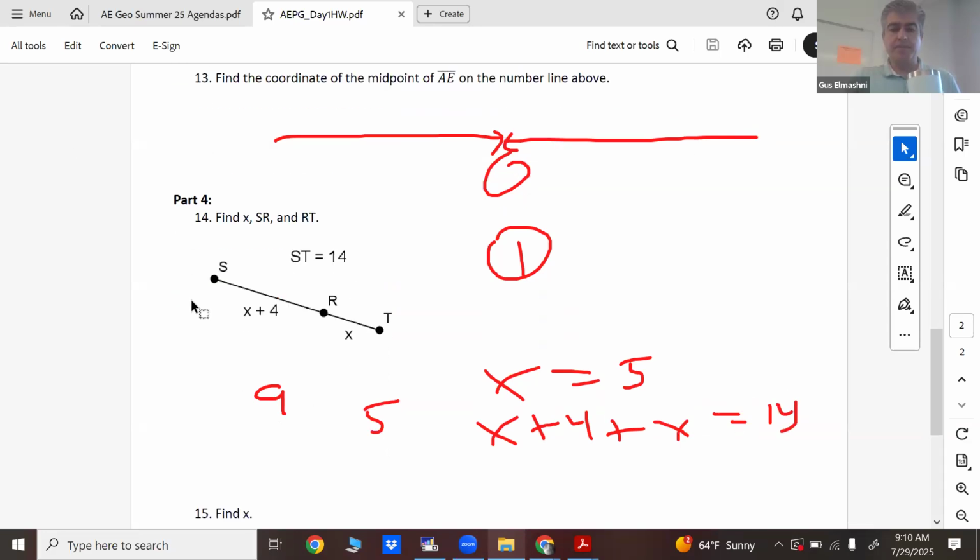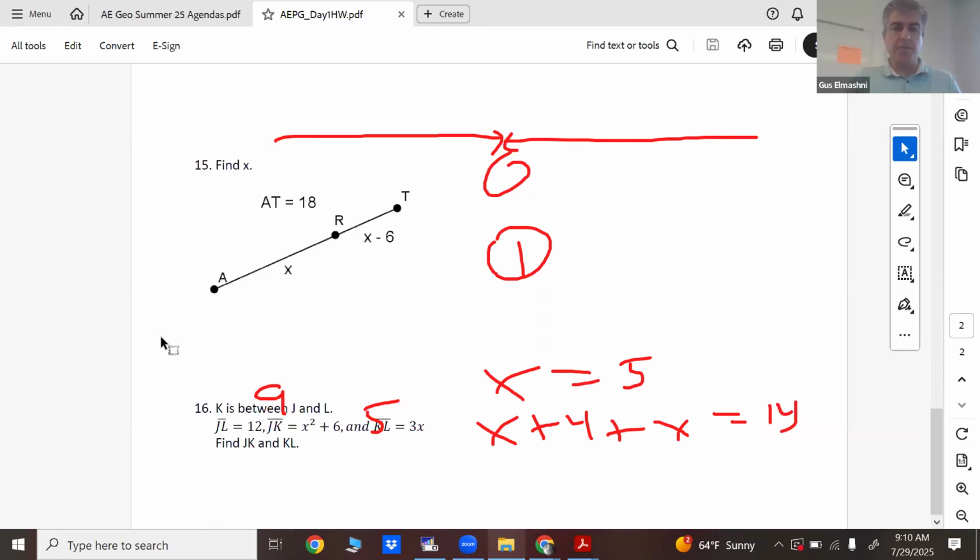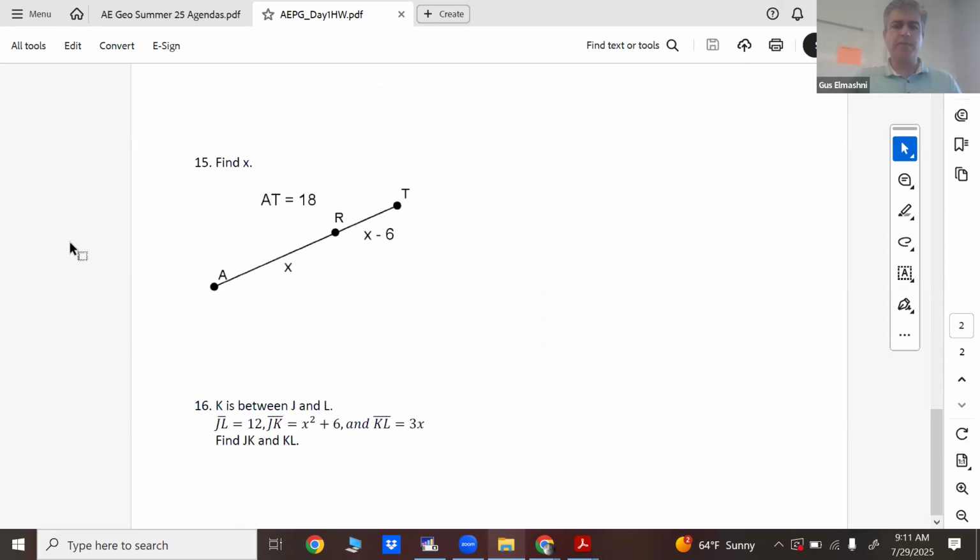For number 15, that one should be X is 12. We're agreeing with that. Yeah, if X is 12, then of course that's 6. That all makes sense. Okay, 16.